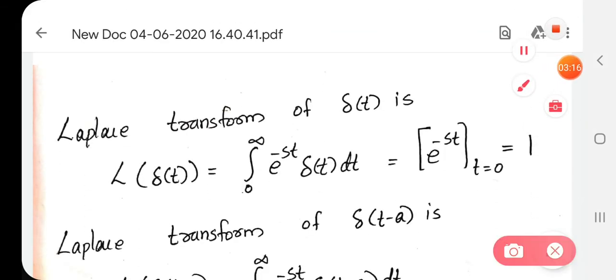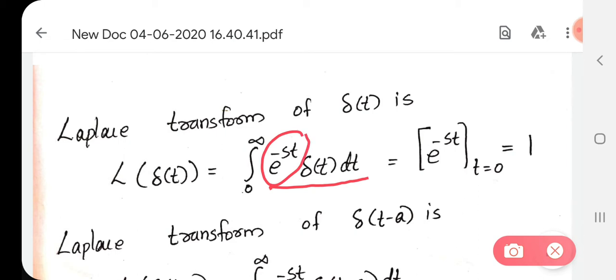Here f of t is e raised to minus st, so its value is e raised to minus st at t equal to 0, because in delta t, t is 0, and its value is e raised to 0, and e raised to 0 is 1.